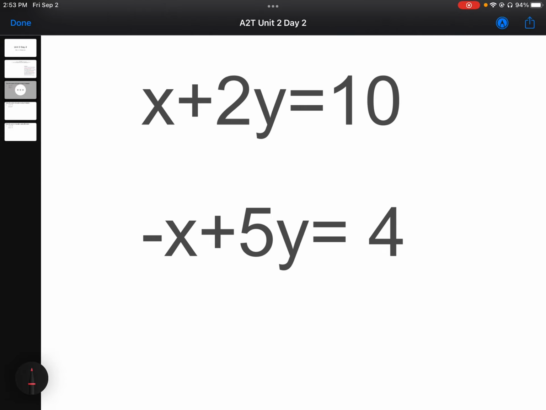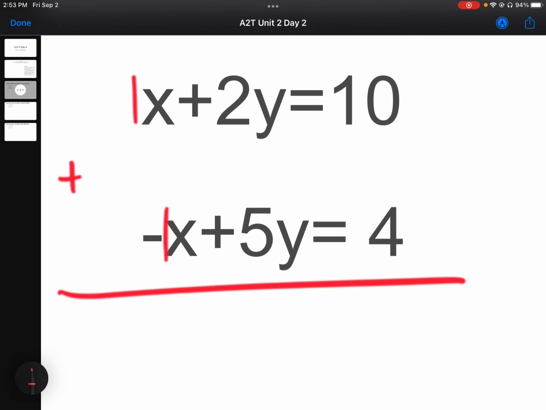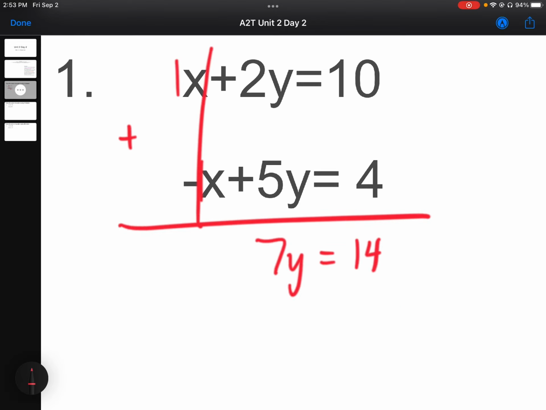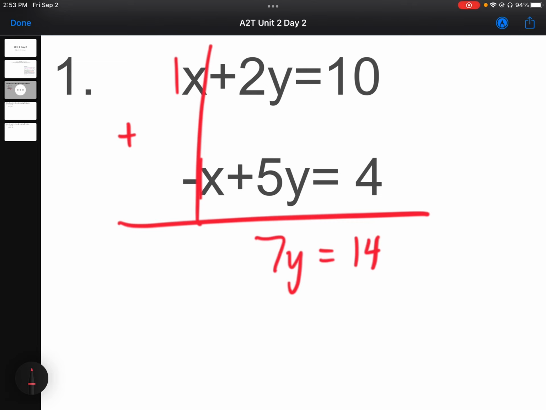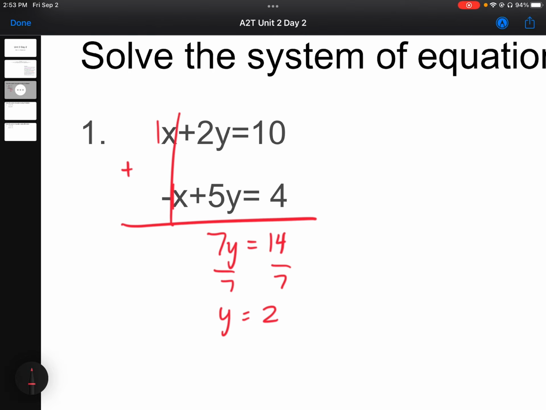If I add these two equations, this is 1x and negative 1x. If I add 1x plus negative 1x, they cancel. 2y plus 5y is 7y equals 10 plus 4 is 14. At this point, I should only have one variable. Divide by 7 on both sides, y equals 2. That's half of my answer.